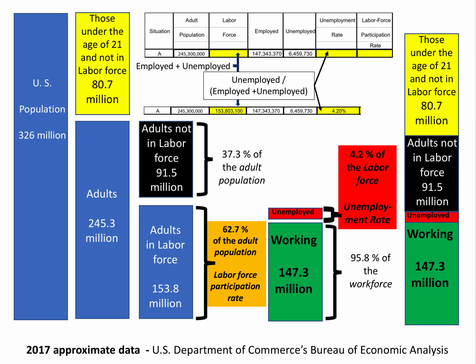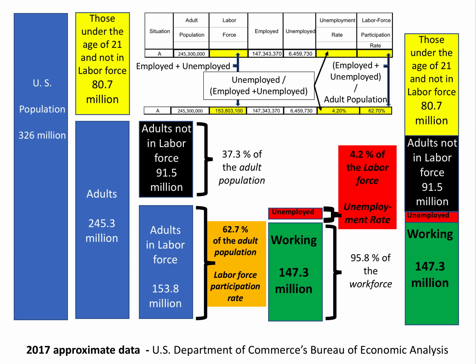And the final number we have to compute in section A is the labor force participation rate, and we're going to do that by taking the number of employed plus unemployed, and dividing it by the adult population. And we can fill that number in, which is our 62.7%.